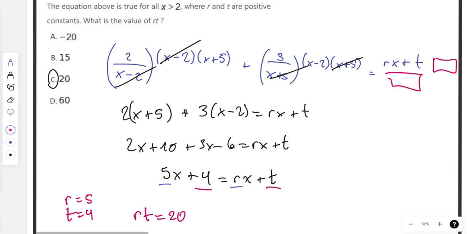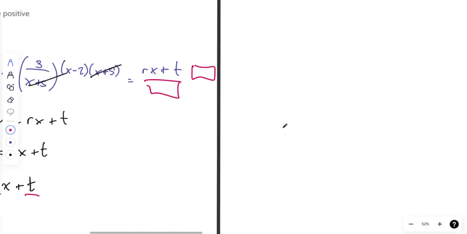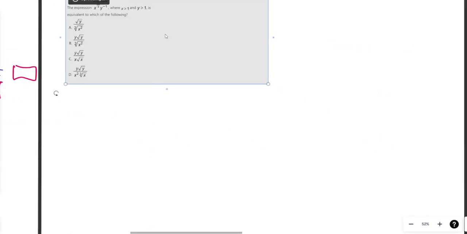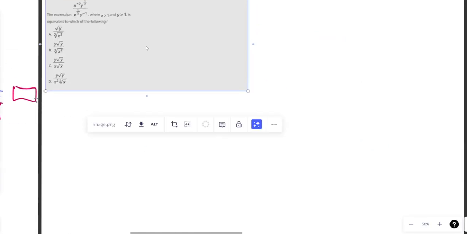Let's take a look at some more problems like this. I think a common thing you do in Algebra 2 is exponents.